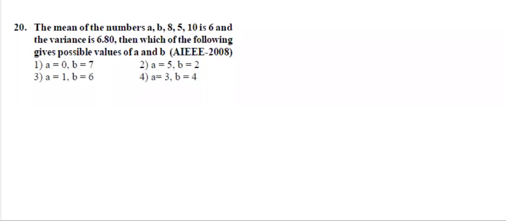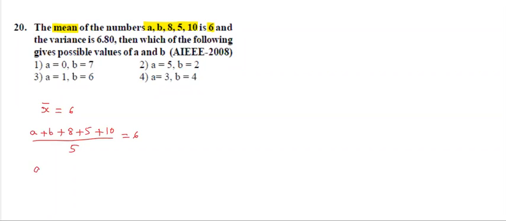Out of 10 sessions, 2-3 sessions, these types of models are given. Read the question. Mean of the following numbers is 6. Mean is given. What is the mean formula? Sum of observations by total number of observations. Yes or no? So here x bar is equal to 6. Now what does x bar mean? A plus b plus 8 plus 5 plus 10 divided by how many? 5. That is equal to 6.